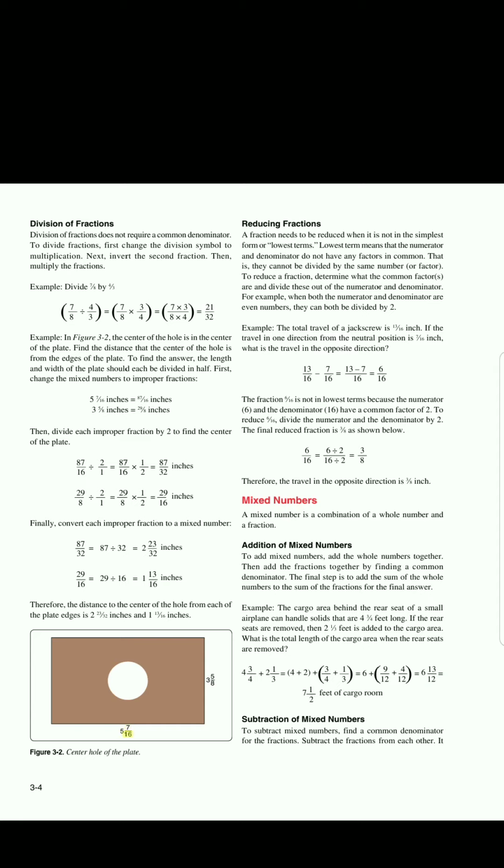Reducing fractions. A fraction needs to be reduced when it is not in the simplest form or lowest terms. Lowest terms means that the numerator and denominator do not have any factors in common.